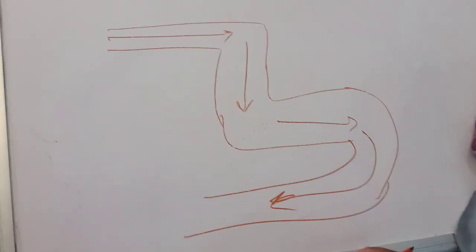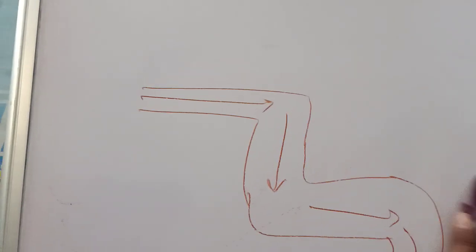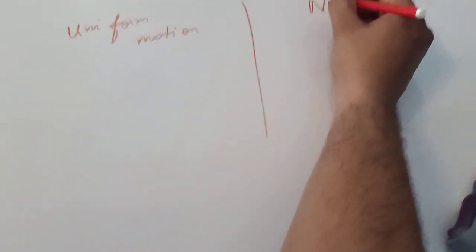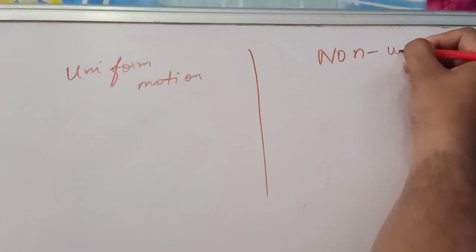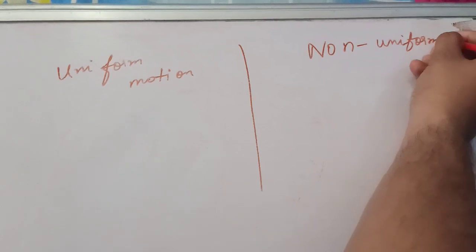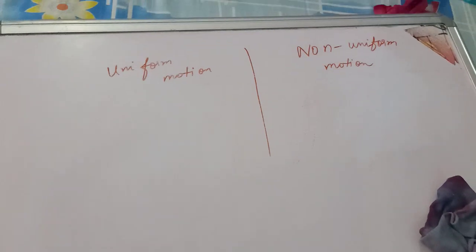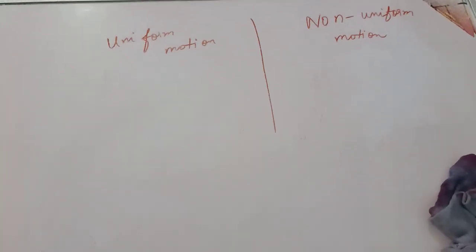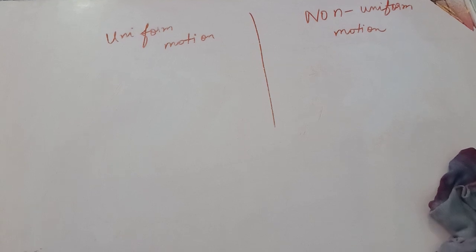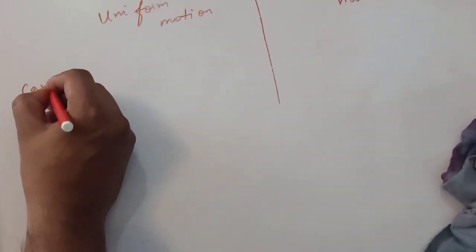With this concept of motion, two more things that I'm going to explain to you are uniform motion and non-uniform motion. What is uniform motion? If we talk about uniform motion and non-uniform motion, again take the example of a car.